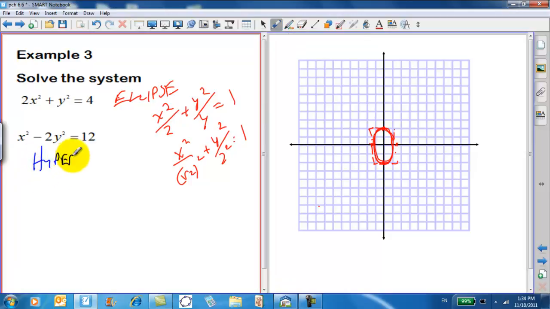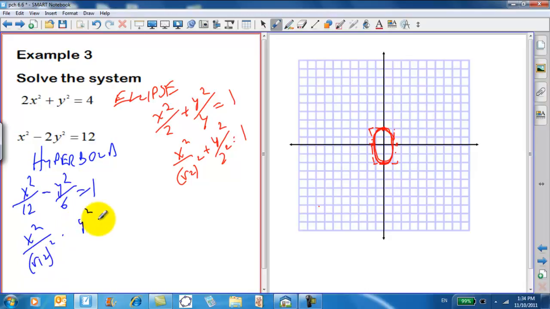Hyperbola, because we've got a difference in the squares, and it's going to be a horizontal hyperbola because the x squared comes first in the subtraction. Get it equal to 1 so that we can see that x squared is over the square root of 12 squared, and y squared is over the square root of 6 squared. So that'll give us the box of extent. And we can go square root of 12 in each direction. It's about 3.5. That's going to be our vertices. And go on the conjugate axis, go square root of 6, so that's about 2.5, 2.2, something like that.